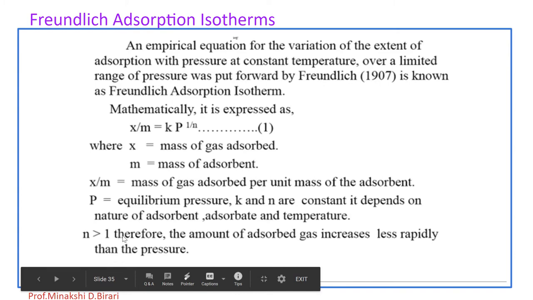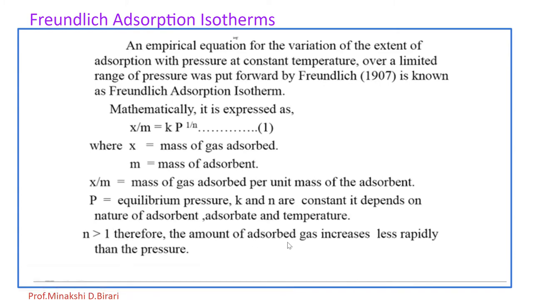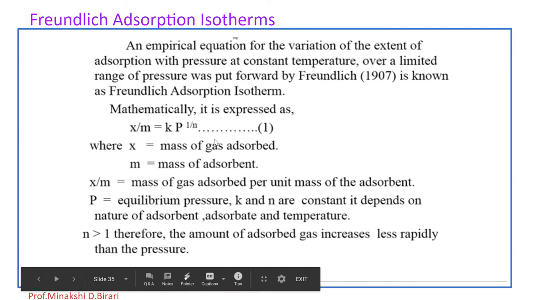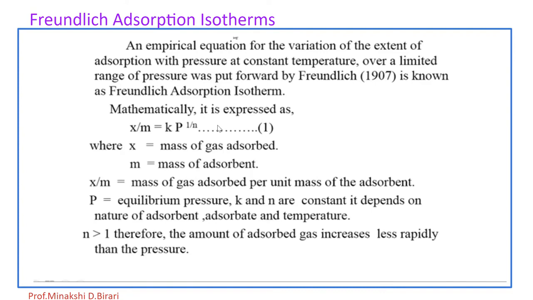This n is greater than 1 because the amount of adsorbed gas increases less rapidly than the pressure. So in this equation, n is always greater than 1, therefore the amount of adsorbed gas increases less rapidly than the pressure. The Freundlich adsorption isotherm has no theoretical importance. It holds only up to medium pressure of gases.